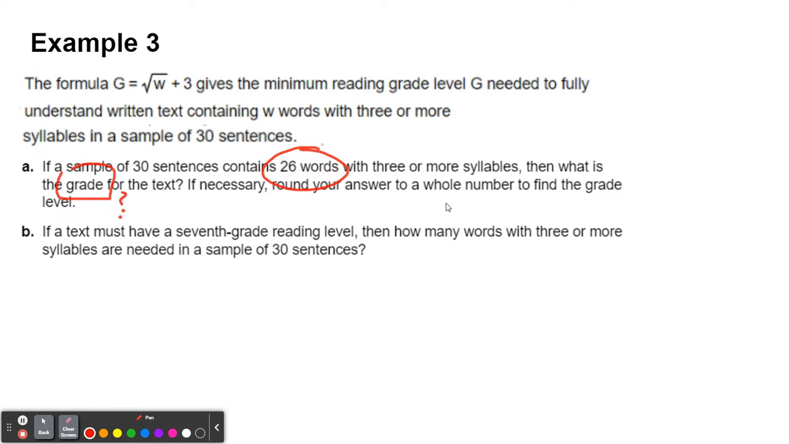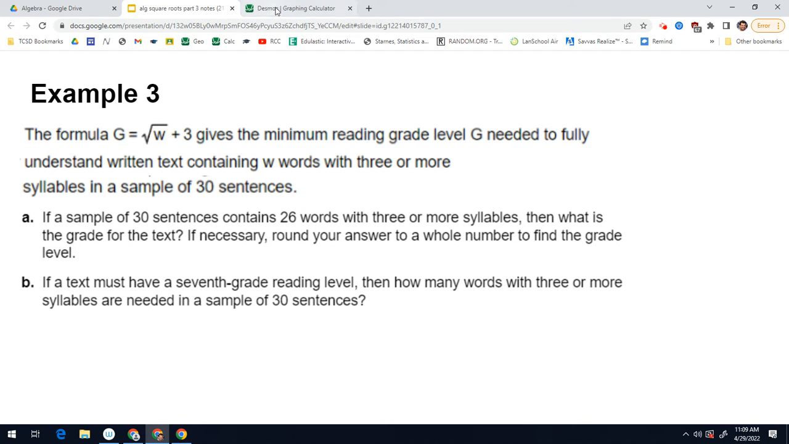So this 26 is going to be the number of words. This is our W. And we need to find what is our grade. So this is part A. So we're just going to plug it in. So G equals the square root of, we're going to put 26 in place of W, plus 3, and we're going to use a calculator. And we're going to round to the nearest whole number to see what grade this means that our person reads at, right? Okay, so square root of 26 plus 3. I'll go to Desmos and do that.